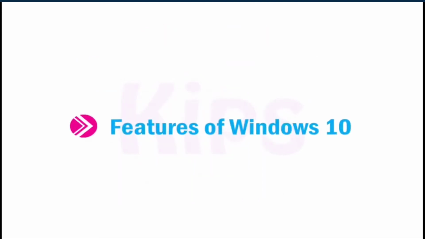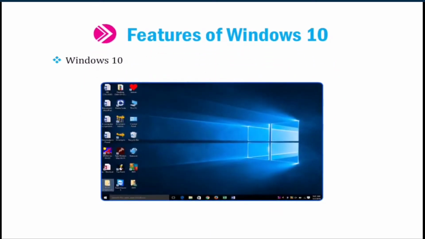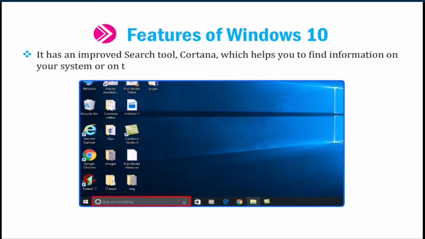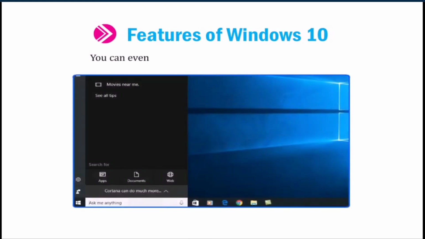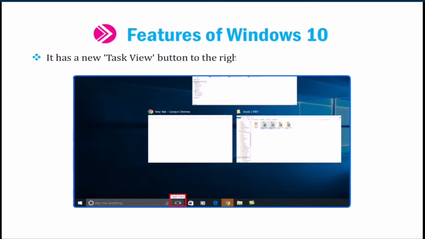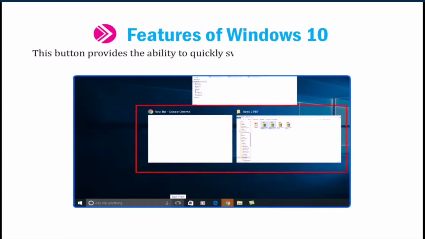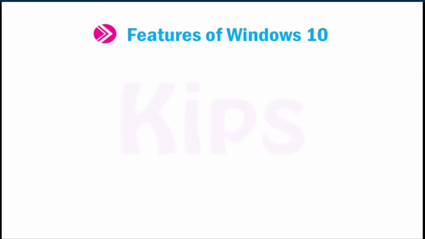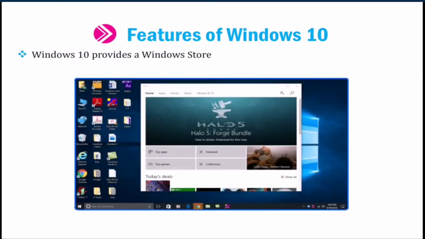Features of Windows 10. Windows 10 has a complete set of new pictures, themes and icons. It has an improved search tool, Cortana, which helps you to find information on your system or the web directly. You can even give voice commands to this search tool. It has a new Task View button to the right of the search box on the taskbar. This button provides the ability to quickly switch between the applications and open multiple desktops at the same time. Windows 10 provides a Windows Store application where you can get a lot of free or paid apps, games and songs.